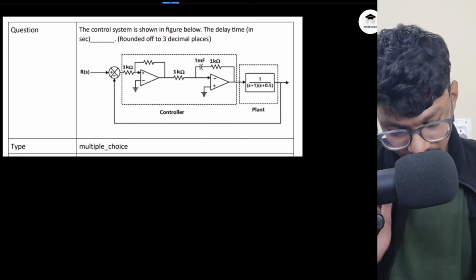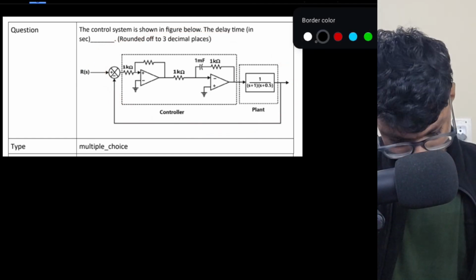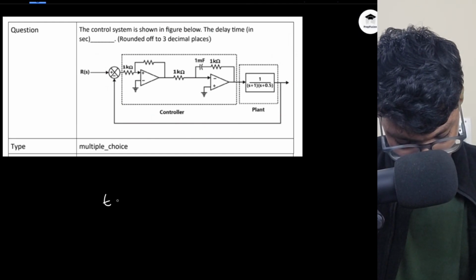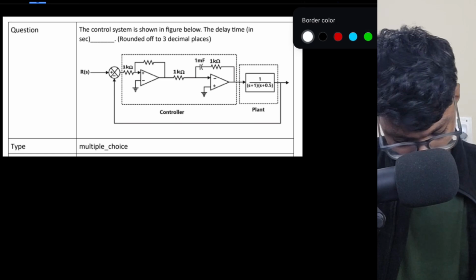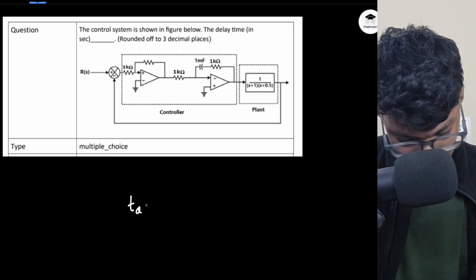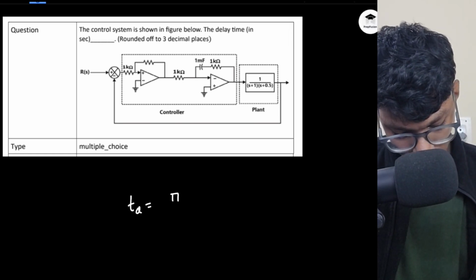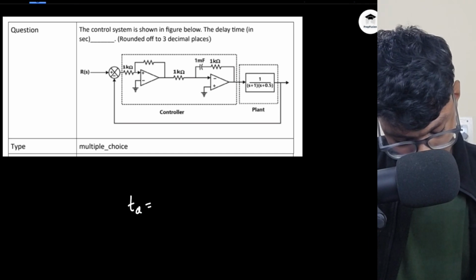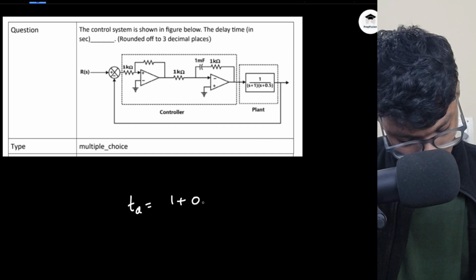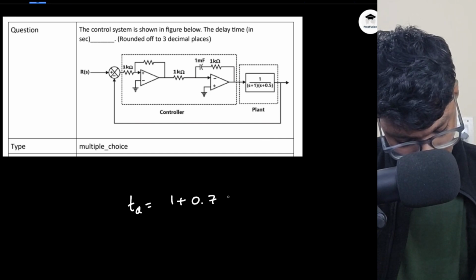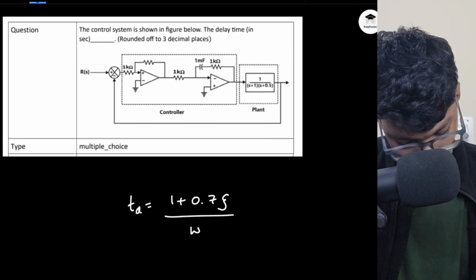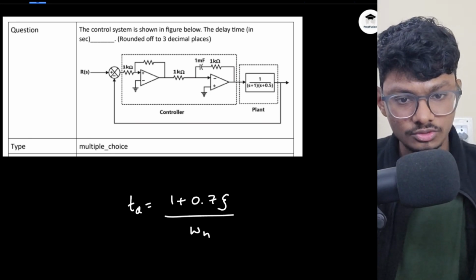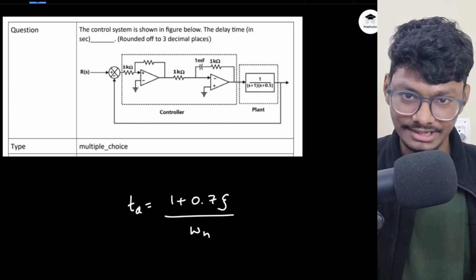What is a delay time? Delay time for a standard second order system is given by this formula, right? The formula is TD equals (1.1 plus 0.7 zeta) divided by omega n. Okay, so this is what your delay time is given with this formula.